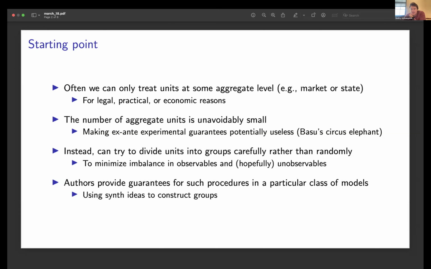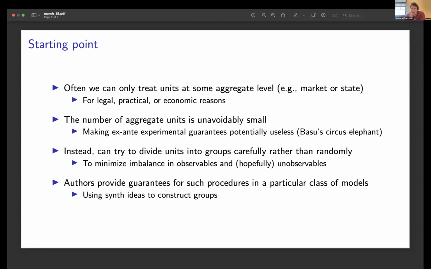And by nature of this process, once you go to that level, the number of units that you have is unavoidably small. You cannot have many states. You cannot have many markets. If you start having them, then probably you are running into the same problems that led to the idea that you need to work at the aggregate level. Okay, so there is a natural constraint here, and we know that in these types of situations, if you just randomize, and randomization is great, you have an ex-ante statistical guarantee, such as unbiasedness or even inference. But because the number of units is small, this guarantee can potentially be useless.